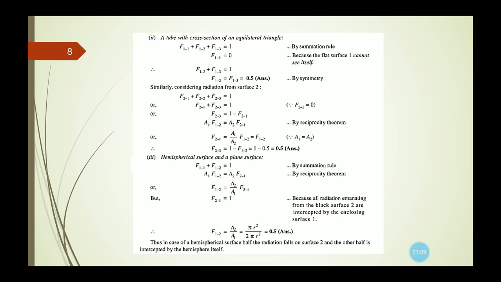Now by using the reciprocity relation, that is A1 F12 equals A2 F21, we can calculate the value of F21, which equals A1 by A2 F12, which equals F12 only, because A1 equals A2. If we put this value in the earlier equation, then the shape factor 2 to 3 equals 1 minus F12, which is 1 minus 0.5, because F12 has been calculated already. So F23 is also coming as 0.5.